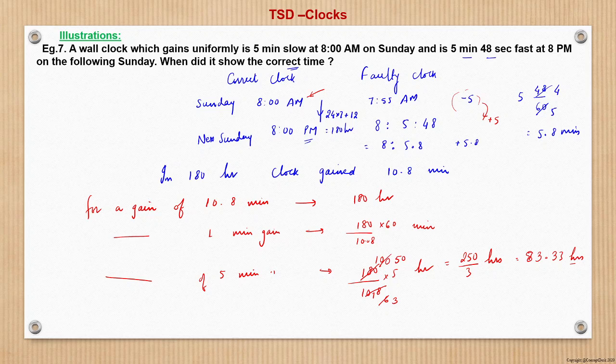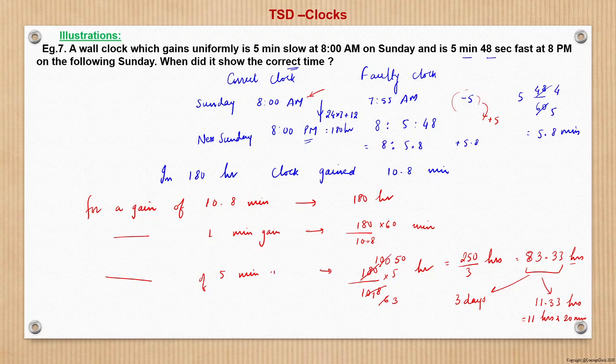So basically it is 83 hours. So 83 hours means what? 3 days, and 3 days means 72 hours. What remains is 11.33 hours. So 0.33 hours means what? 1 by 3 of 60 minutes. That is, this can be written as 11 hours and 20 minutes.